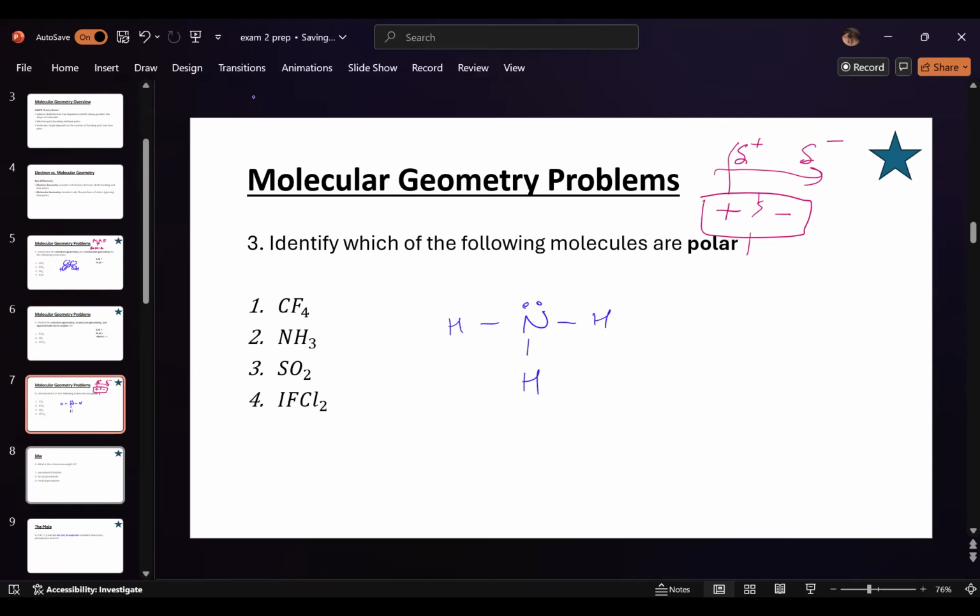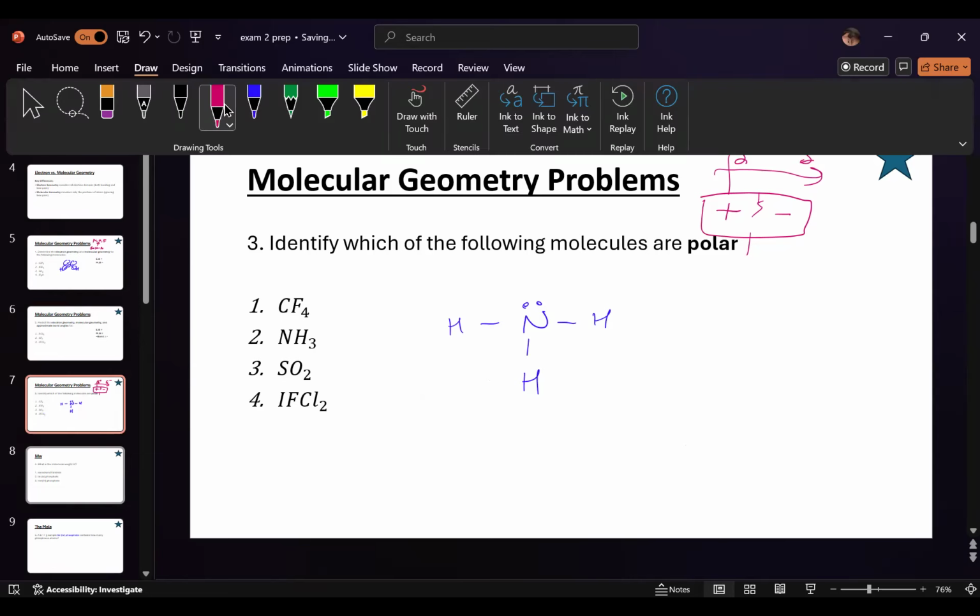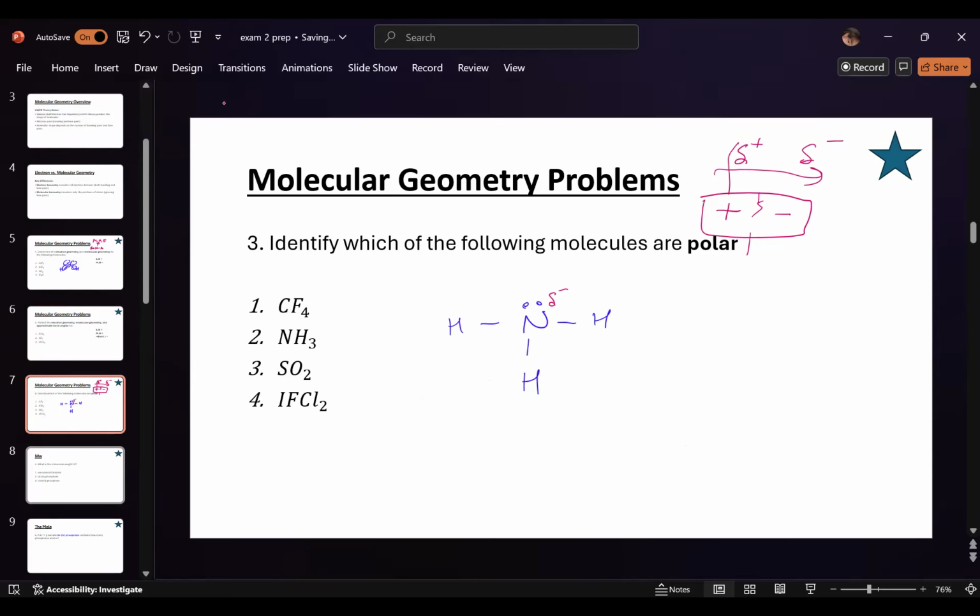Alrighty. NH3. You have the partially negative side here, the partially positive side here, and I'm gonna do that for all of them. Drawing the partial charges on your atoms really helps you visualize where your arrow will go. If you're not really comfortable using that arrow, again, the arrow is not scary, it's not gonna bite you. It is going to help you determine whether there is a dipole moment or not.